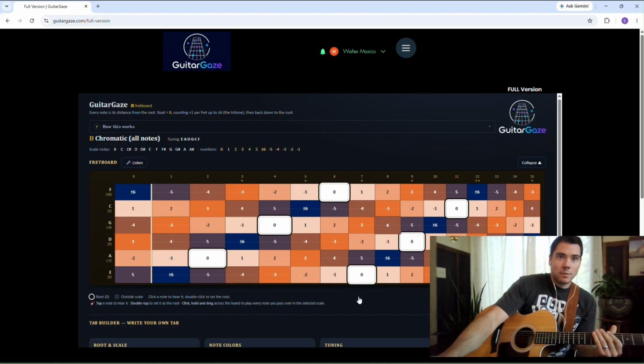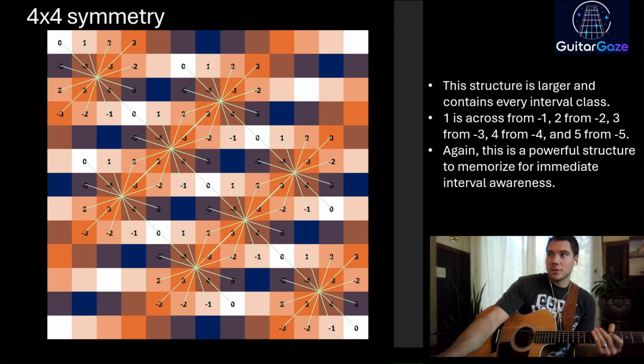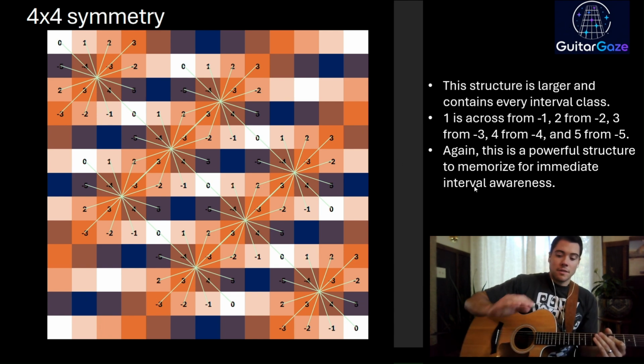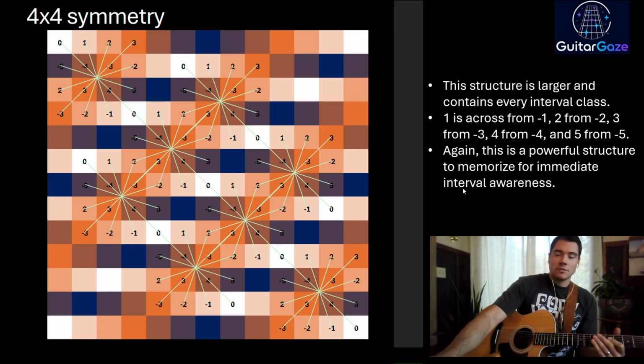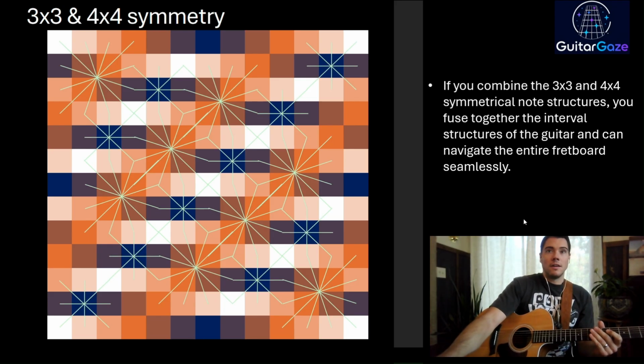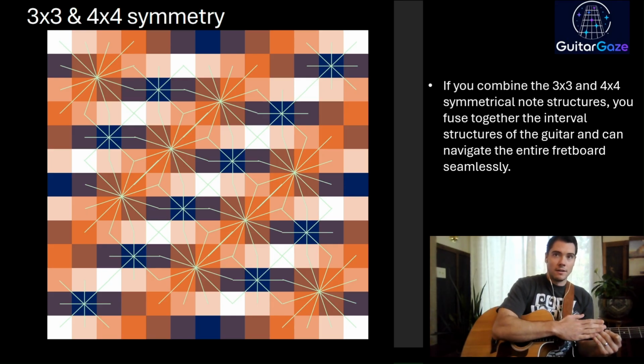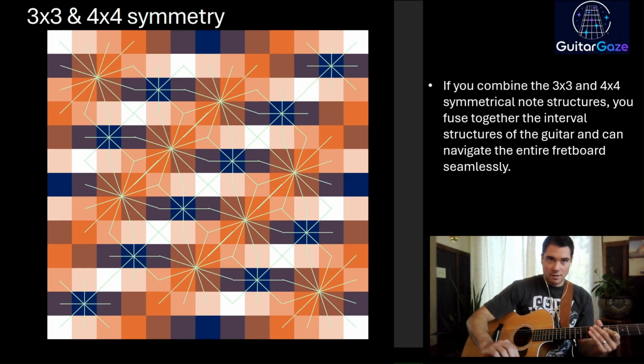So that would be another way to practice around with the symmetries in that 4x4 symmetrical structure. The reason I chose the 3x3 and the 4x4 symmetrical structures to start with is because if you combine them, they overlap with each other and fuse together the interval structures of the guitar so that you can navigate the entire fretboard of the guitar seamlessly.